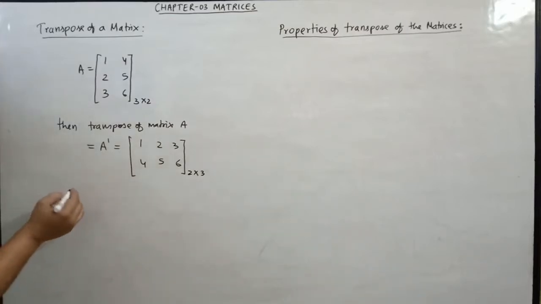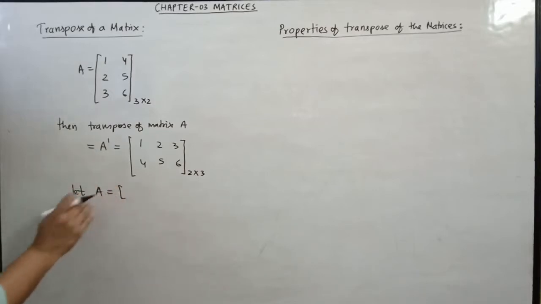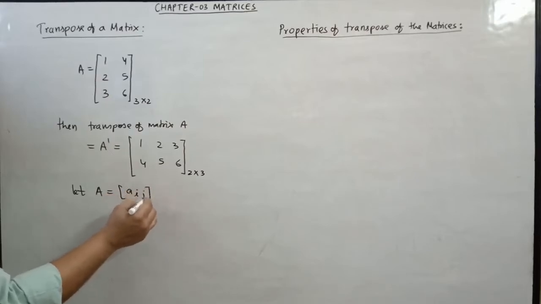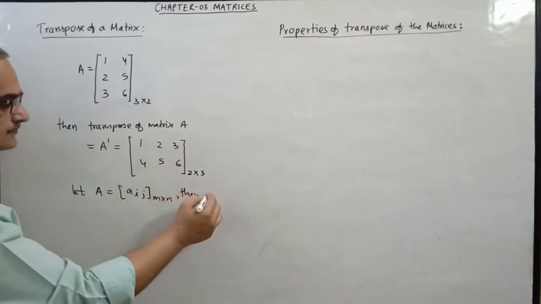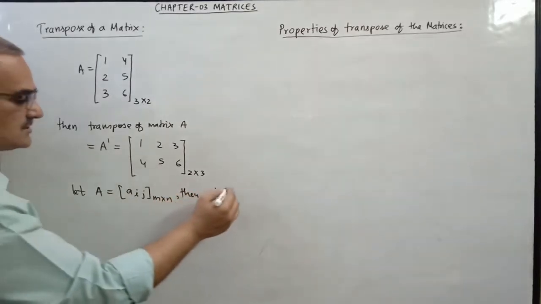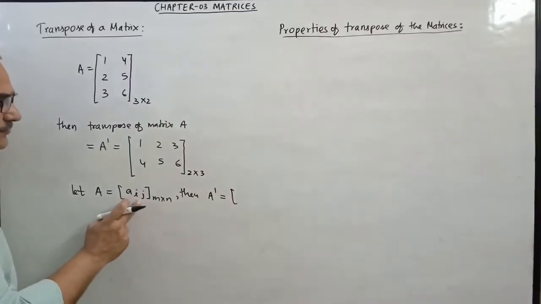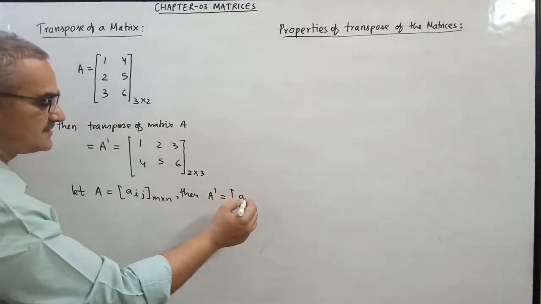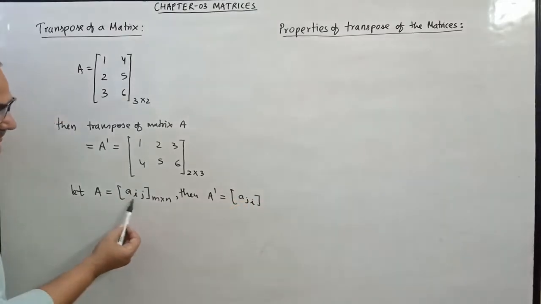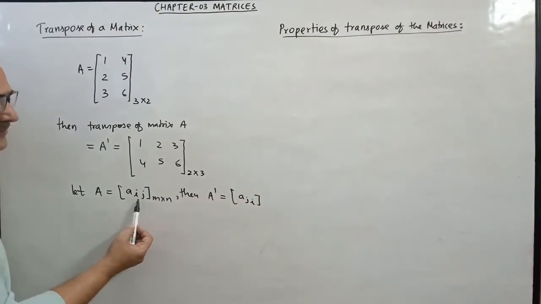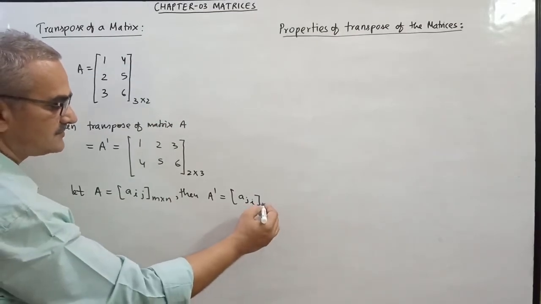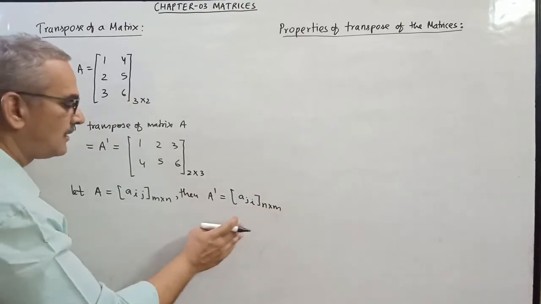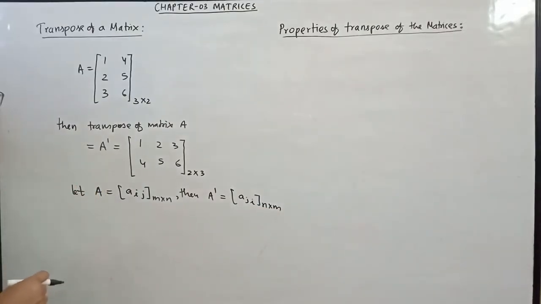Suppose we have, in a general way, matrix A equal to Aij, and the order of this matrix is m by n. Then its transpose is given by this element Aij changing to Aji. Here this element belongs to the ith row and jth column. Now it will belong to the jth row and ith column, and the order of this matrix will be n by m. So that is the transpose of a matrix.